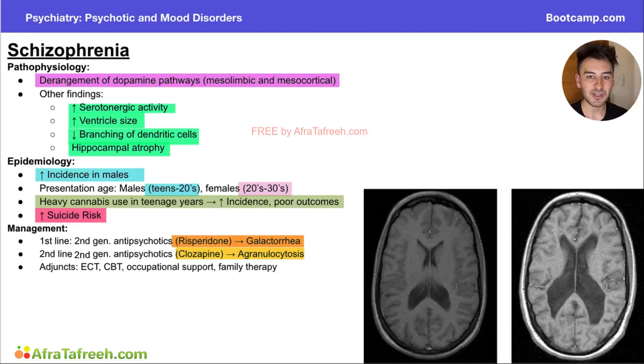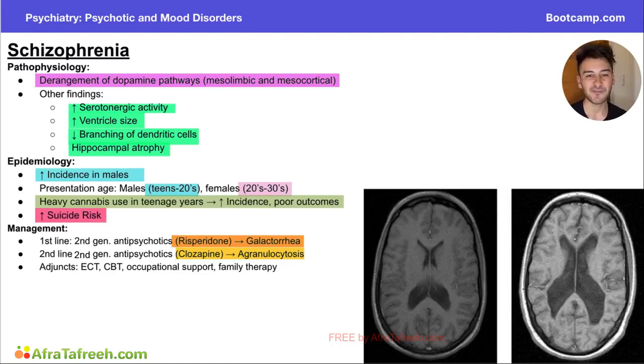However, it's important to know that these people need to be monitored for agranulocytosis, which is a life-threatening condition in these patients. They can have massive drops in their blood cell counts, and so they need to have CBCs on a frequent basis, which is why we don't like to prescribe clozapine, because it requires heavy monitoring.